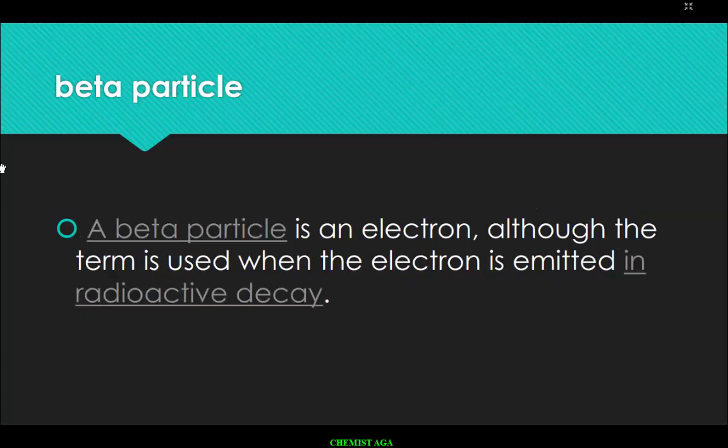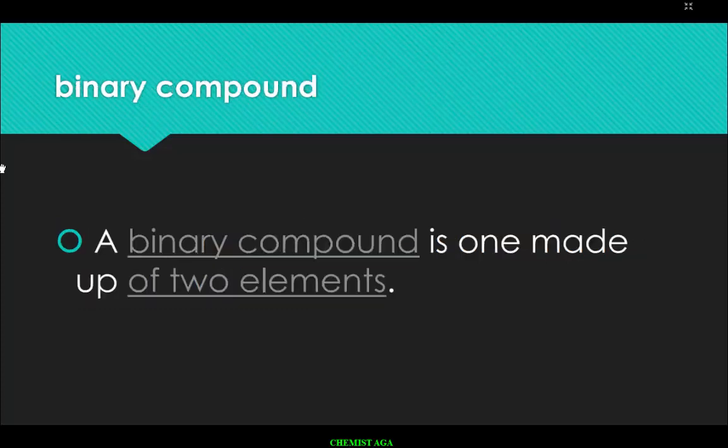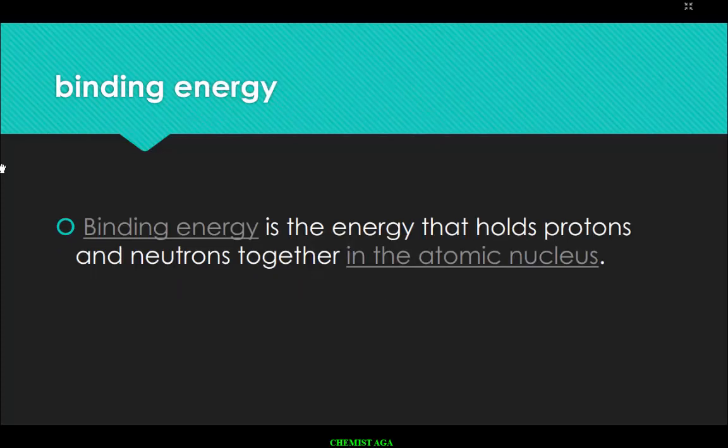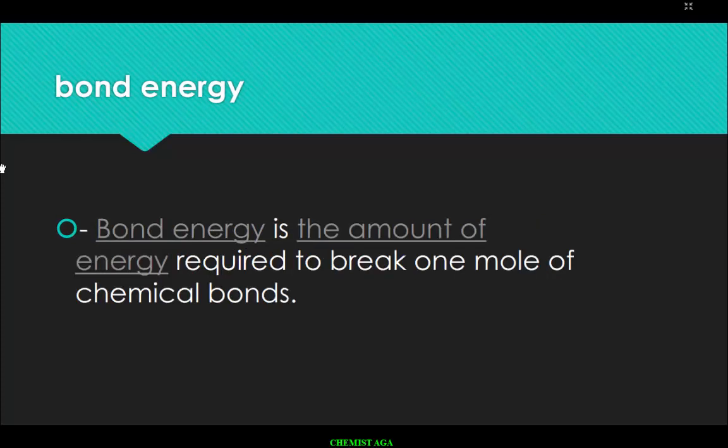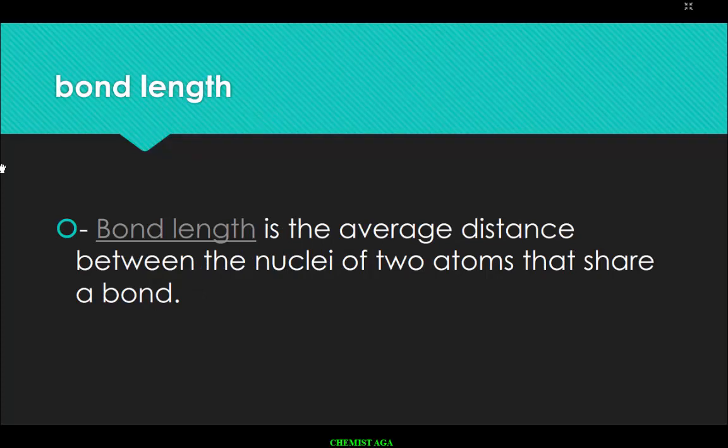Beta particle. A beta particle is an electron, although the term is used when the electron is emitted in radioactive decay. Binary compound. A binary compound is one made up of 2 elements. Binding energy. Binding energy is the energy that holds protons and neutrons together in the atomic nucleus. Bond energy. Bond energy is the amount of energy required to break 1 mole of chemical bonds. Bond length. Bond length is the average distance between the nuclei of 2 atoms that share a bond.